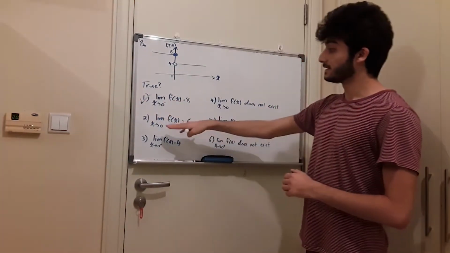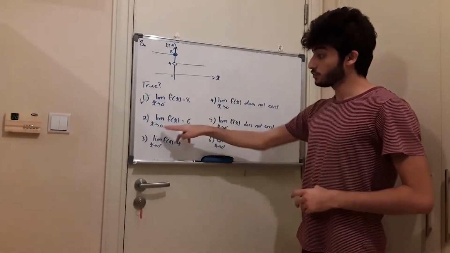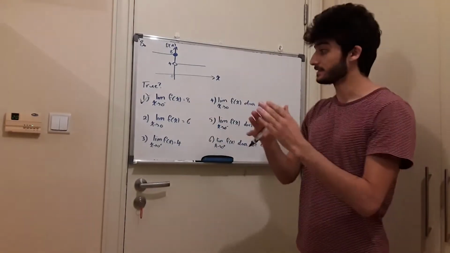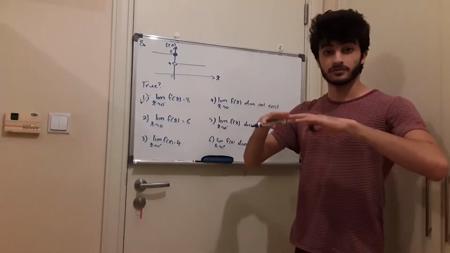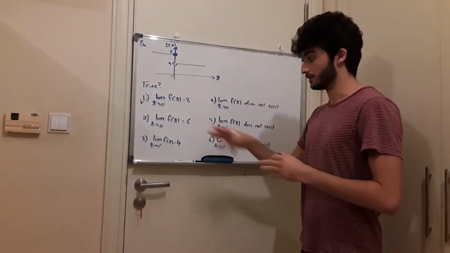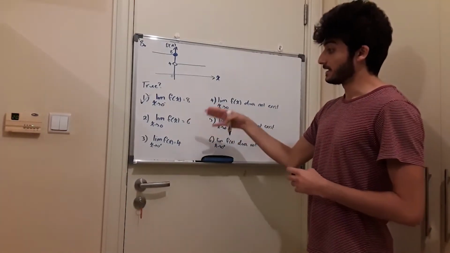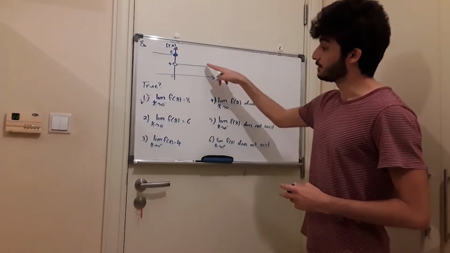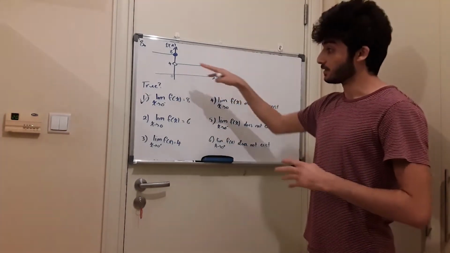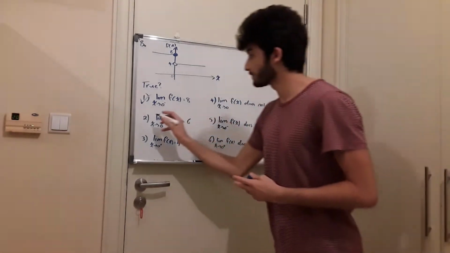The second one, they said limit as x approaches 0 of f(x) equals 6. In order to see the limit as x approaches 0, we need to see as x approaches 0 minus and as x approaches 0 plus. If both of them are the same number, then that number would be the answer here. So we know as x approaches 0 minus, it's 8. Let's see as x approaches 0 plus. If you look here, when we're approaching 0 from the right side, it's going to 4. So 4 and 8 are not the same, so the limit doesn't exist.